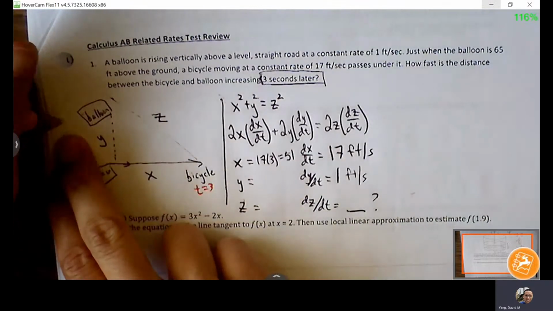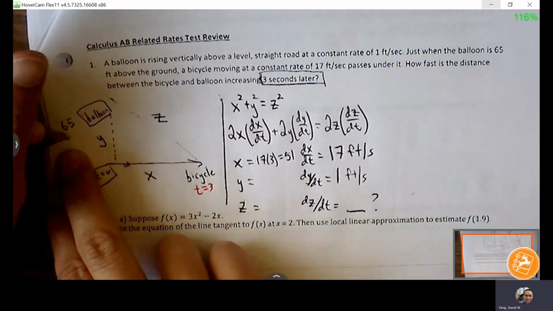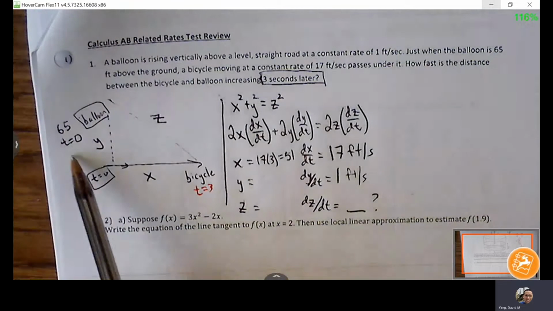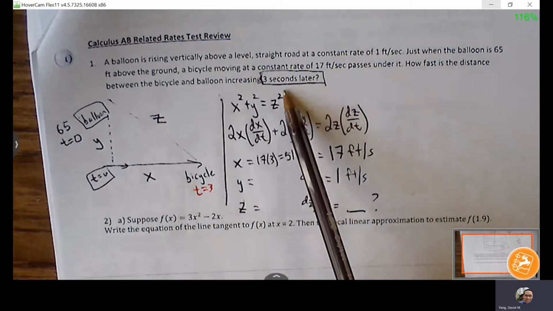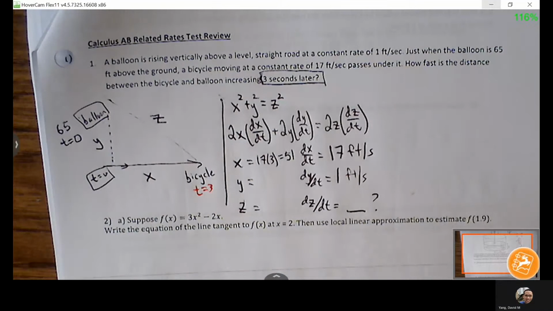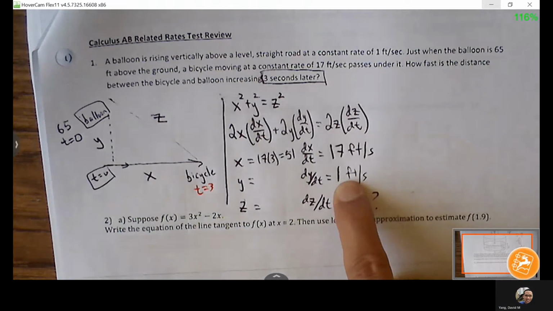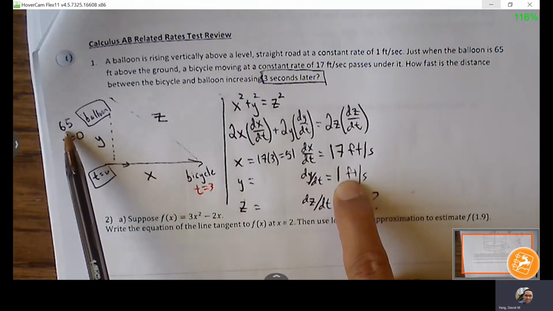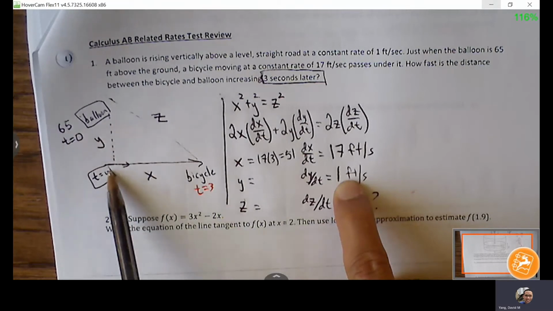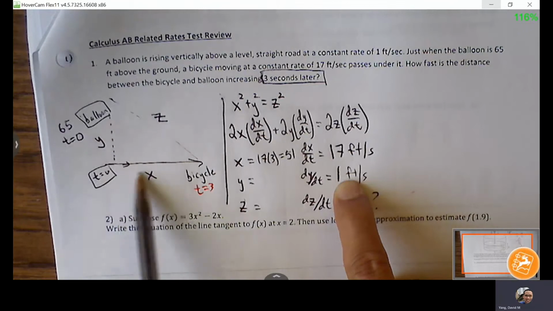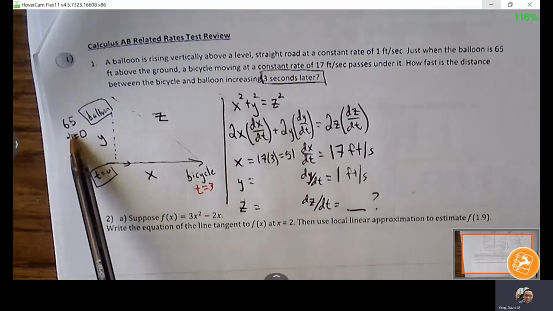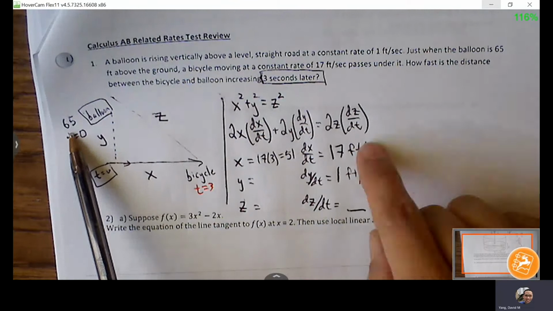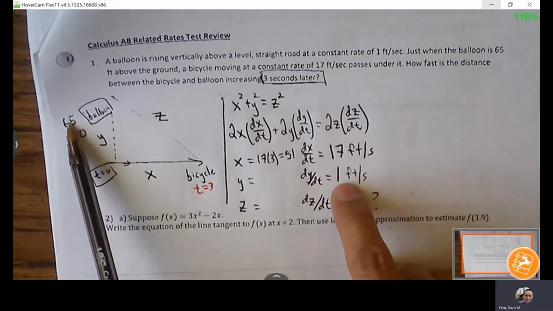Now the balloon is 65 feet above ground at t equals 0. Is it going to stay at 65 feet 3 seconds later, though? Where's the balloon going to be off the ground 3 seconds later? Okay, why 68? That's right. 3 seconds has passed. 65 when the bicycle is right underneath it, but 3 seconds past, that balloon is still moving, right? It's going to keep rising 1 foot per second. 65 plus 3 is 68.